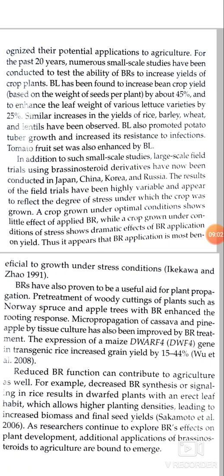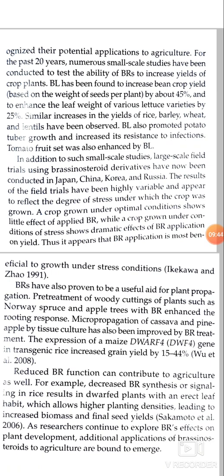Brassinosteroids have also proven to be a useful aid for plant propagation. Pre-treatment of woody cuttings of plants such as Norway spruce and apple trees with brassinosteroids enhances the rooting response. Micropropagation of cassava and pineapple by tissue culture has been improved by brassinosteroid treatment.